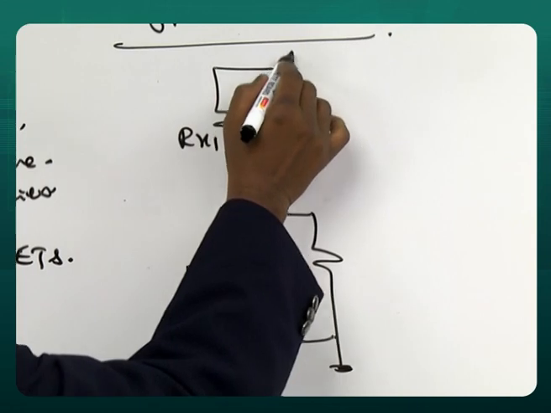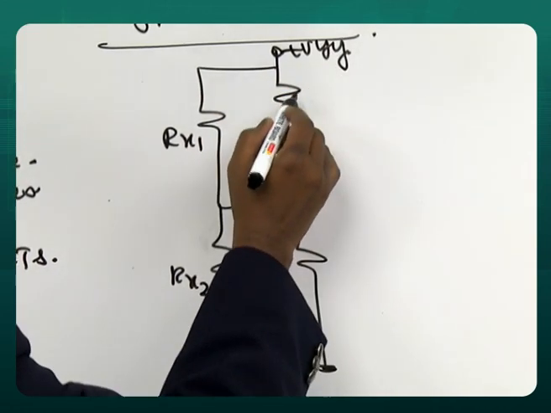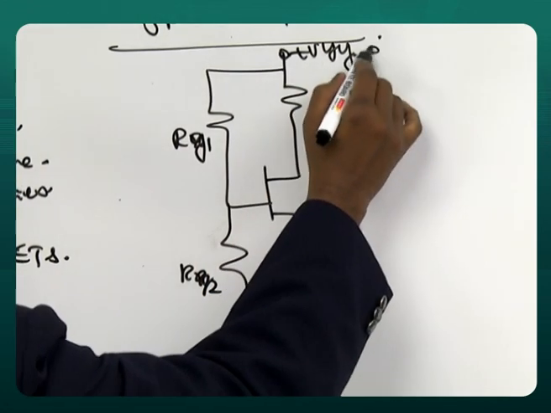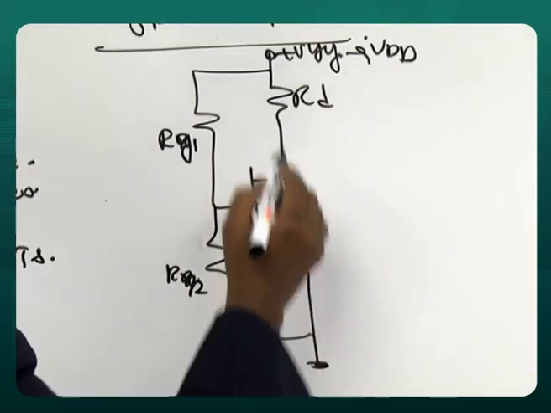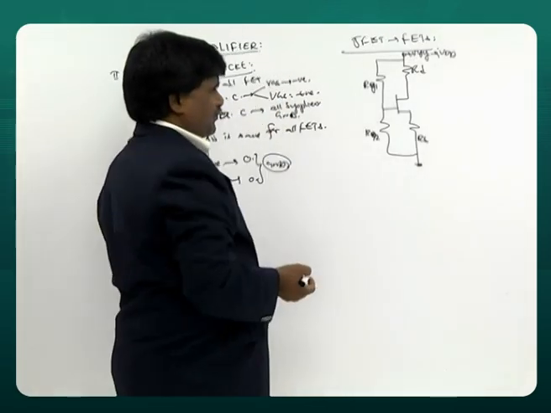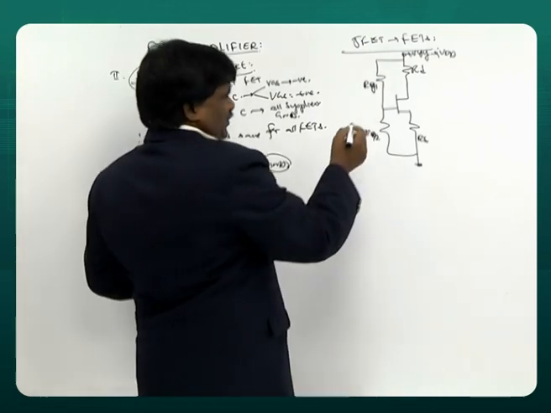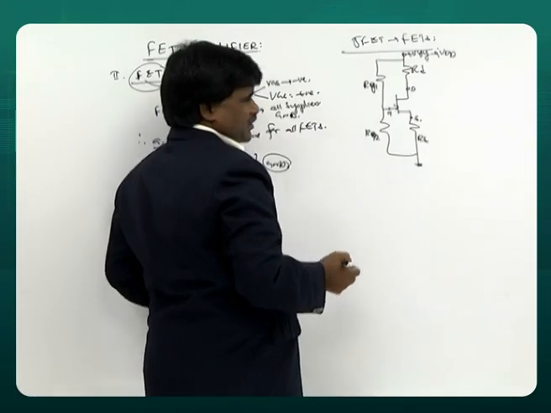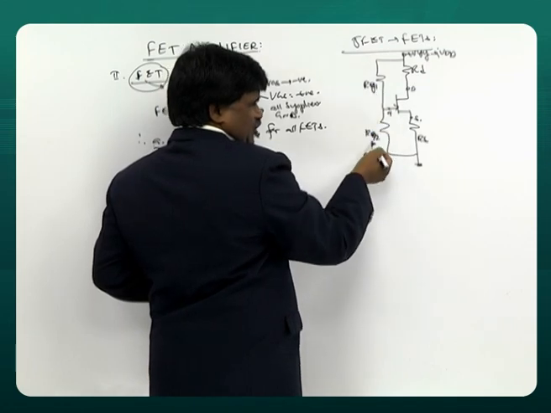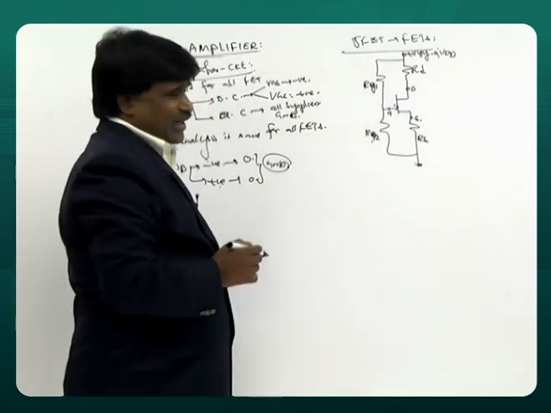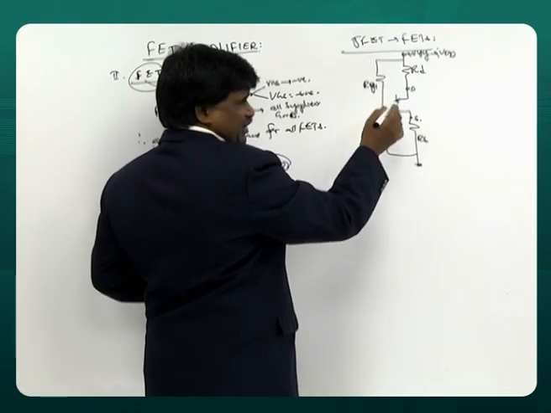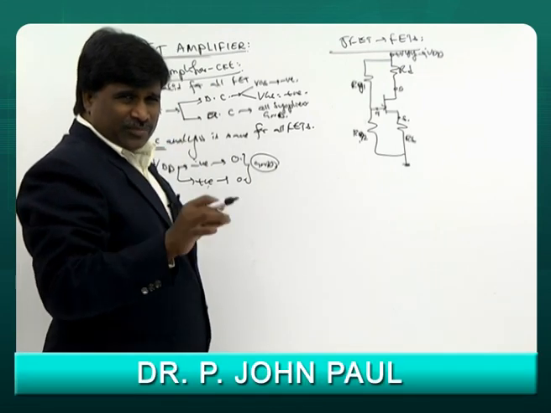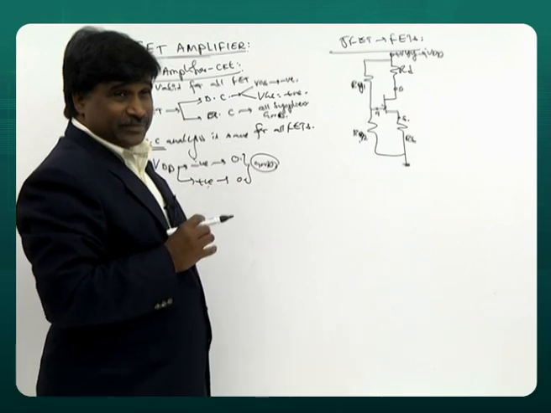RG1, RG2, you can call it RG. Drain, RD, RS. Gate, this is N channel. Gate, drain, source. Gate resistance 1, gate resistance 2, source resistance, drain resistance. But as I said, whether it is N channel or P channel, it is the same. JFET or MOSFET, it is the same. But the question comes, how to convert a biasing circuit into an amplifier circuit?